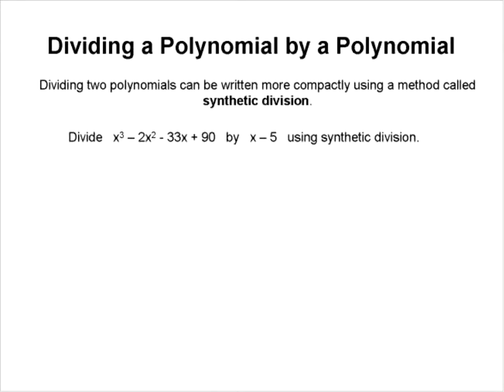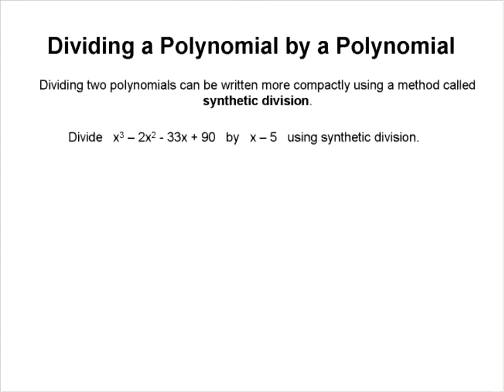So we taught you how to do long division the long way. Now we're going to teach you how to divide a polynomial by a polynomial an easier way. What we have to do first of all is take x cubed minus 2x squared minus 33x plus 90 and divide by x minus 5.